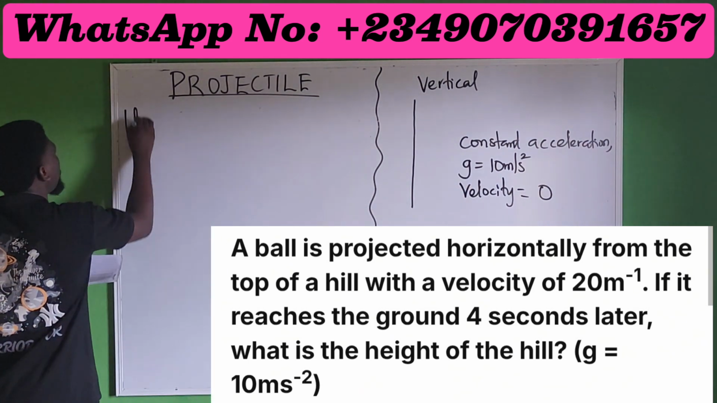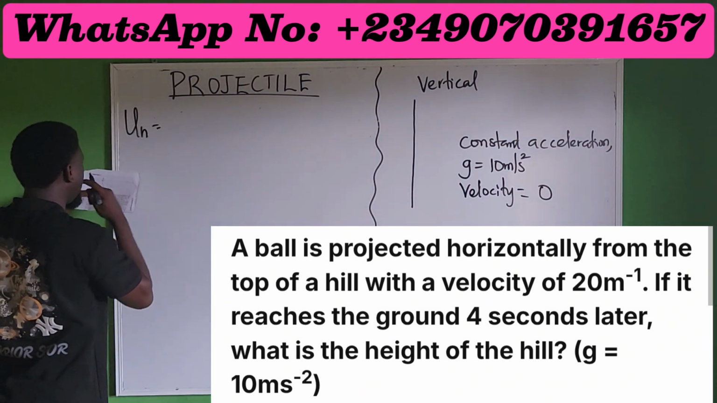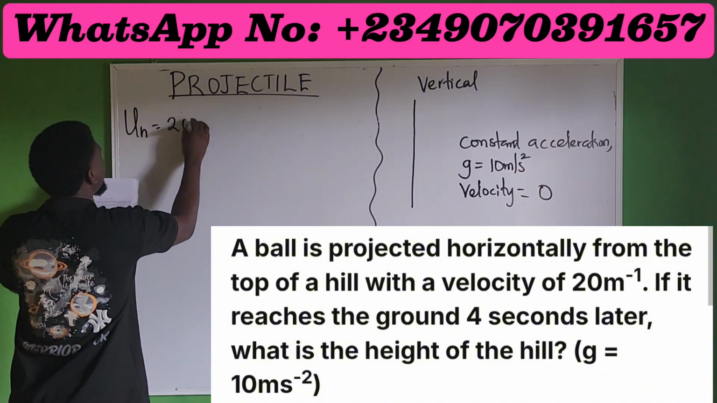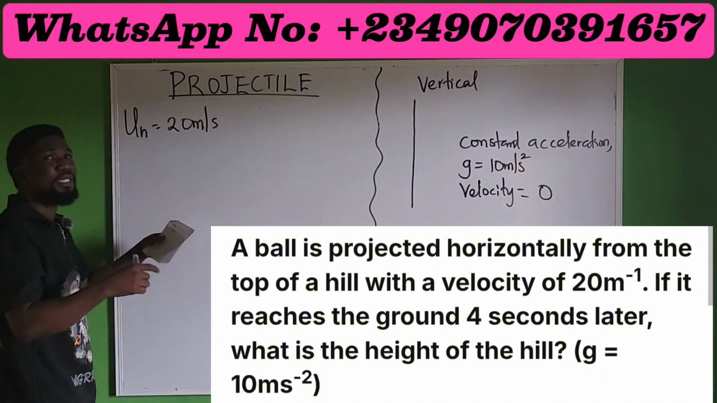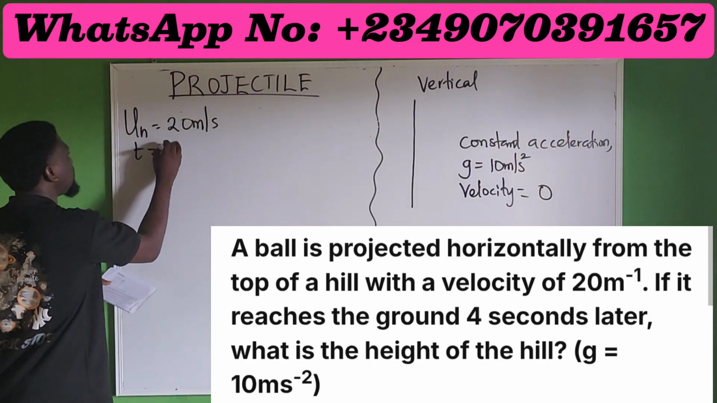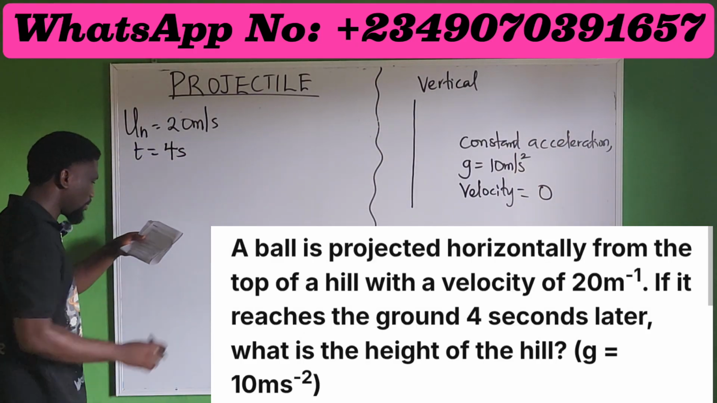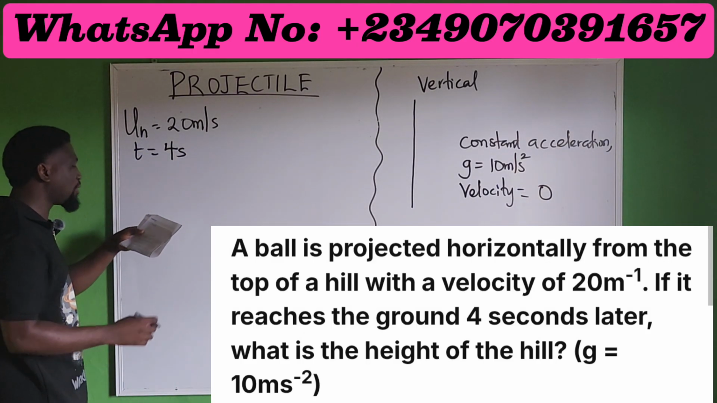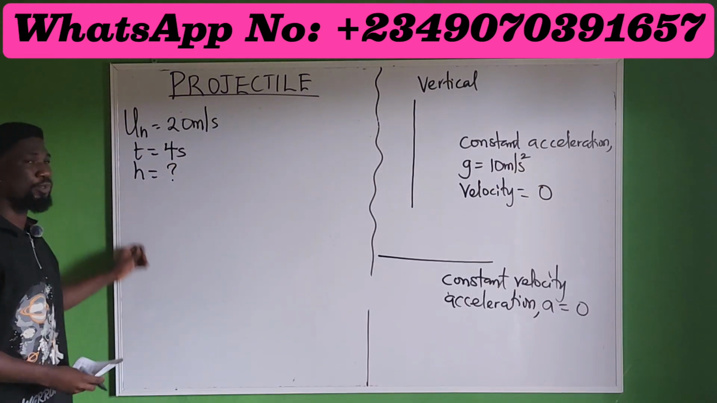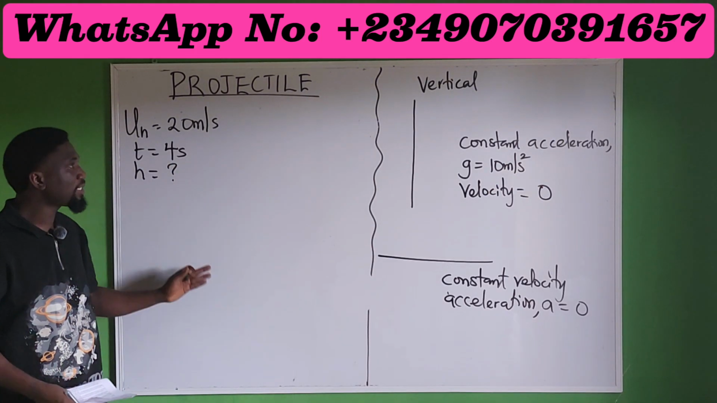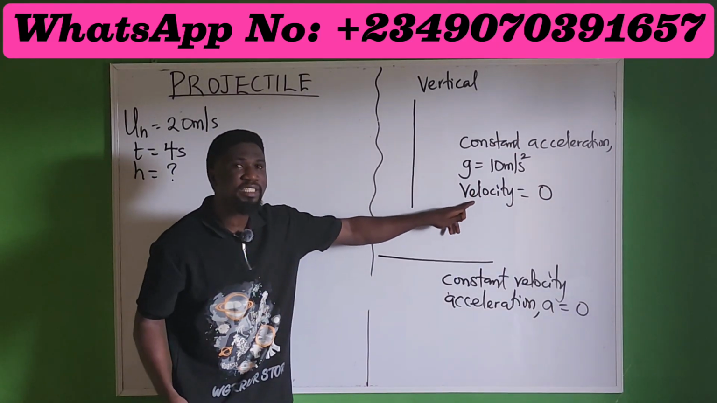So H is what? That is 20 meters per second. If it reaches the ground 4 seconds later, the time is what? 4 seconds. What is the height of the hill? The height is what? It is vertical. For the vertical motion, we have that initial velocity is what?